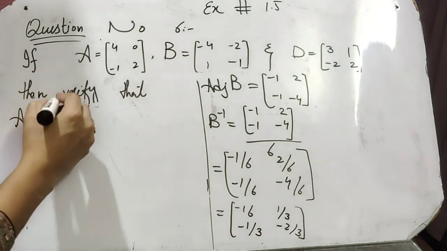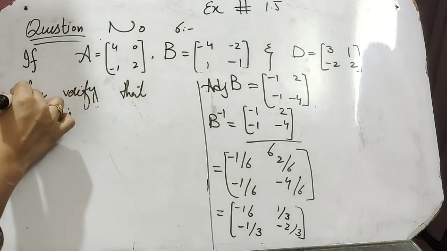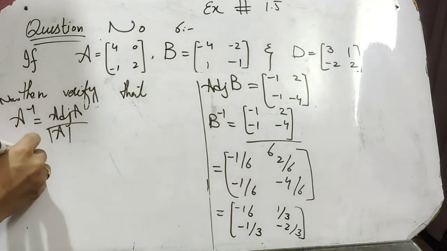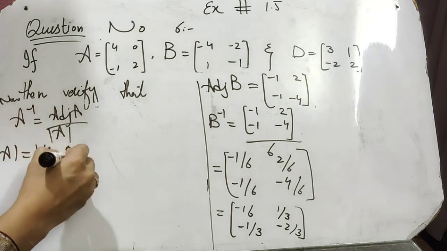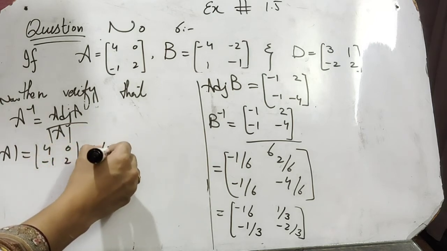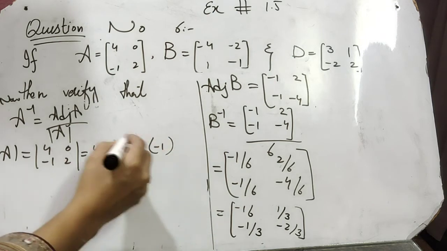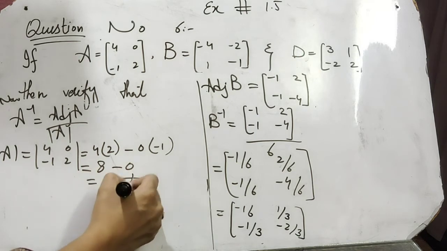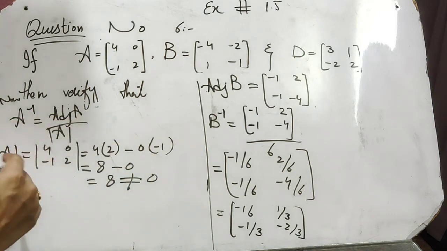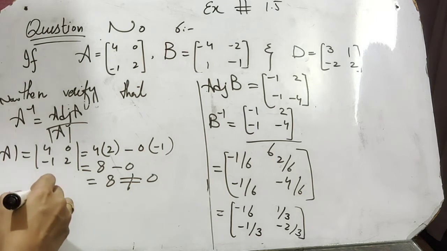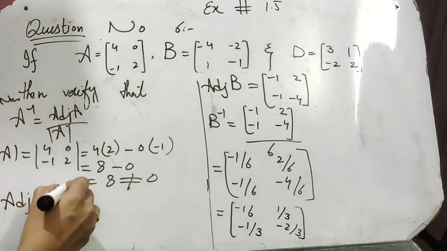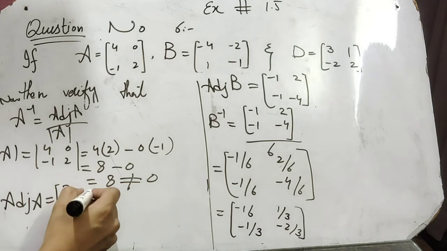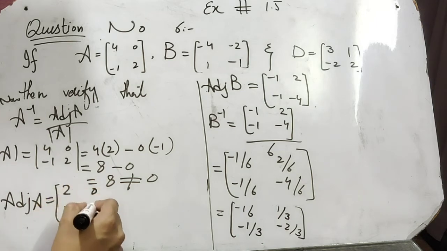A inverse is equals to adjoint of A over determinant of A, and determinant of A is equals to |4, 0; -1, 2|, which is equals to 4 into 2 minus 0 into -1, which is equals to 8 minus 0, which is equals to 8. 8 is not equal to 0, so we can find A inverse. Now we find adjoint of A, which is equals to 2, 0, 1 and 4.